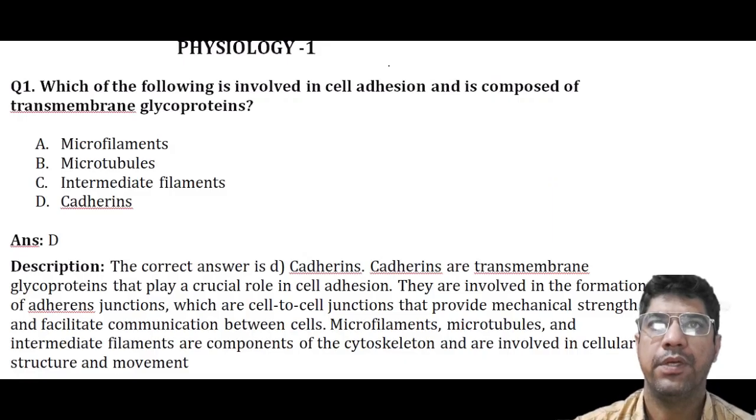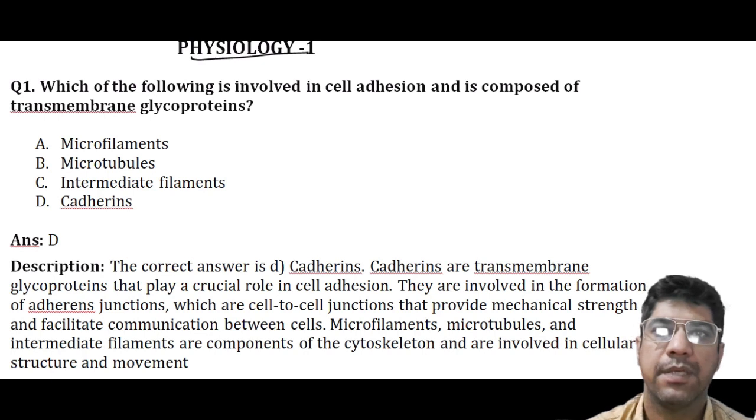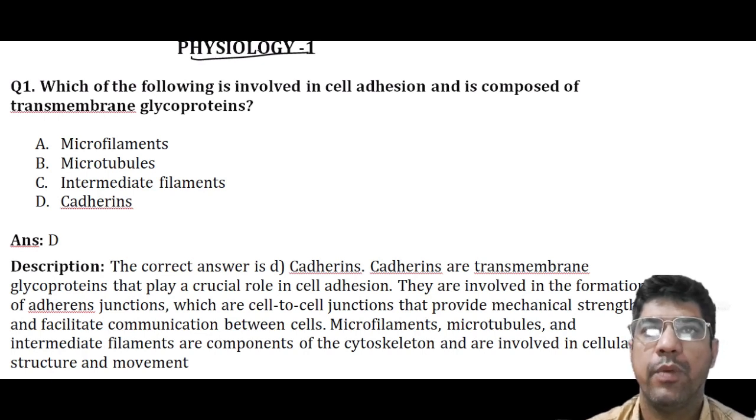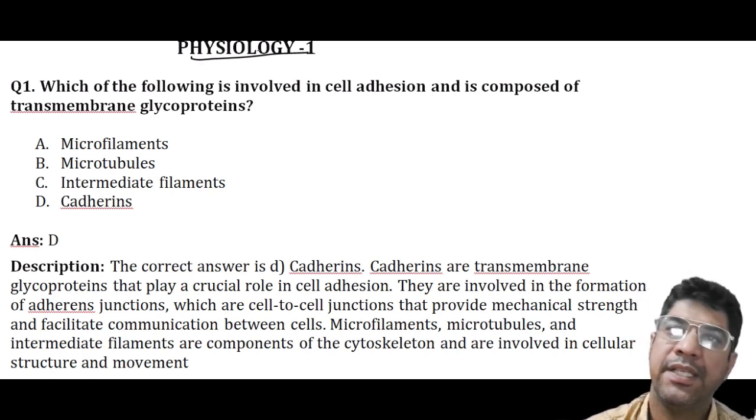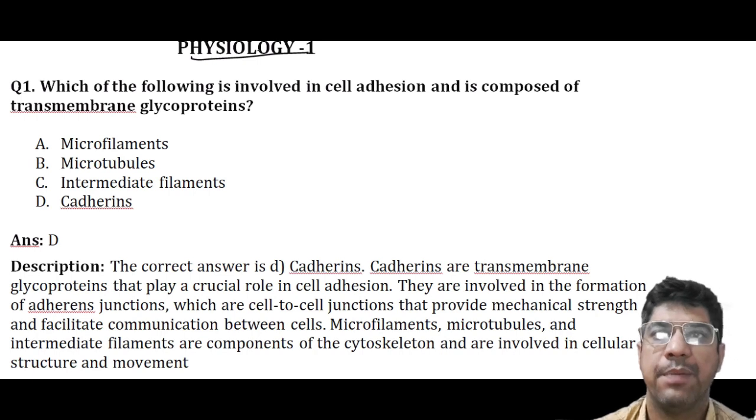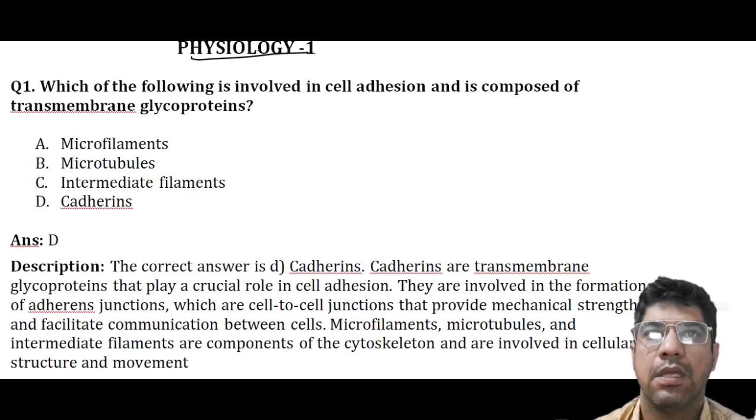Hello everyone, our topic today is physiology. Let us discuss the first chapter question. Which of the following is involved in cell adhesion and is composed of transmembrane glycoprotein? The answer would be cadherins.